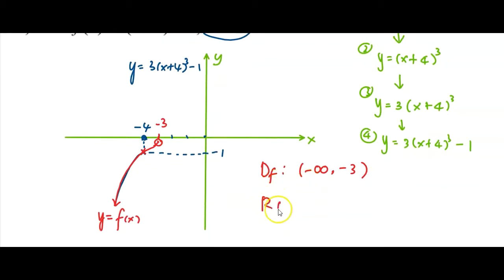And the range: search for the lowest point of the graph. Since this graph is going down without stopping, the range will start from negative infinity. And the highest point of the graph is this point. So when x equals negative 3, you need to find its corresponding value of y. Substitute negative 3 inside here. You get 4 minus 3, 1. 1 cubed is 1. 1 multiplied by 3 is 3. 3 minus 1 is 2. So this point should be 2.